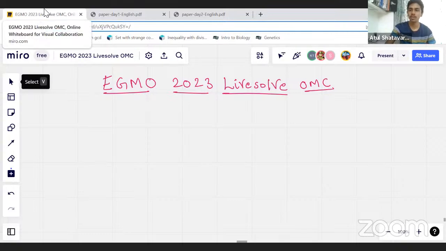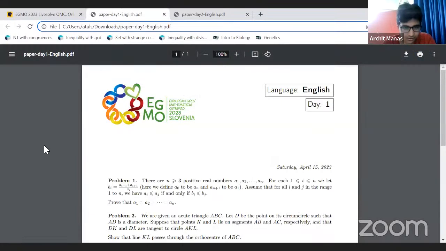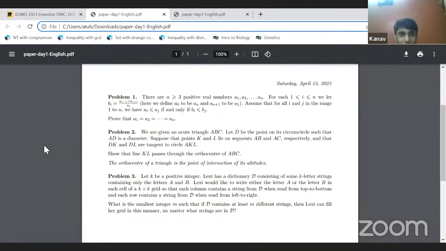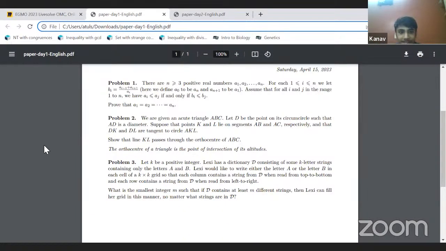Do you want to see day 1 or day 2 first? Let's start with day 1 only. Okay, P2 is geometry. What is P3? P3 is combo and not a grid. Oh, okay, it's a grid. Grid and string combo, which is sad.